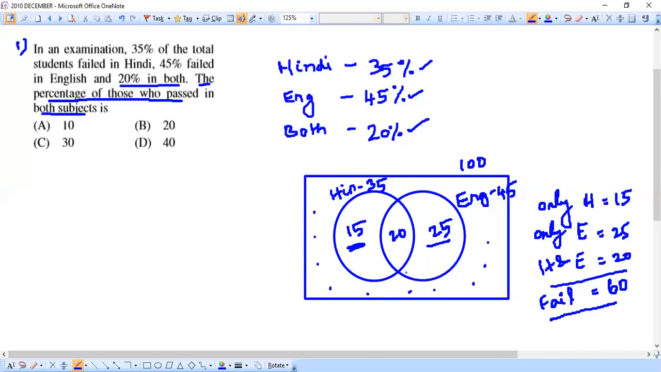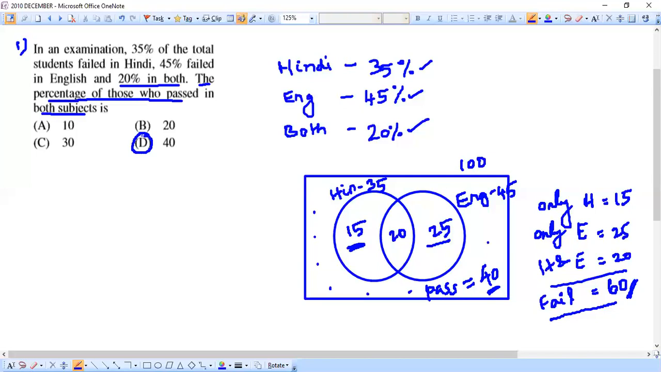So where will these passed people be? As we discussed in the beginning, they will be in the outside region. If I know 60 people failed, then how many passed? Out of 100%, 60 failed. So the remaining, 100 minus 60, is 40 people, I mean 40%, who will be the pass members. And where are those 40 members? They are outside the two circles. So 40 is going to be the answer.